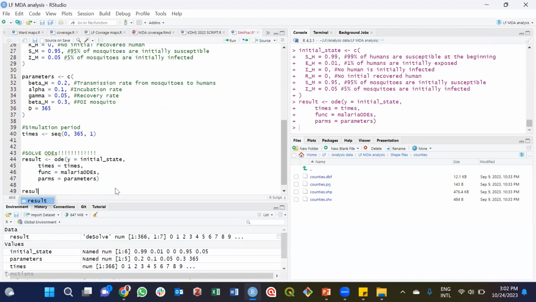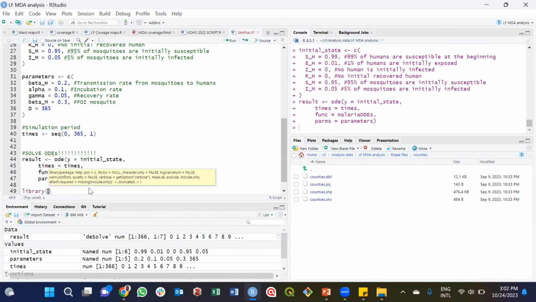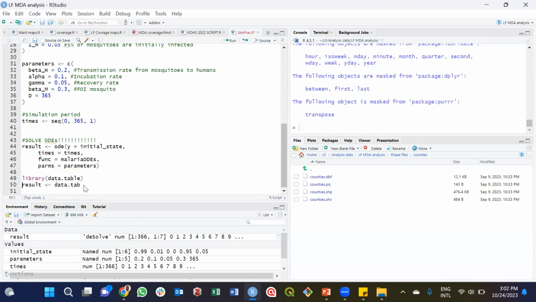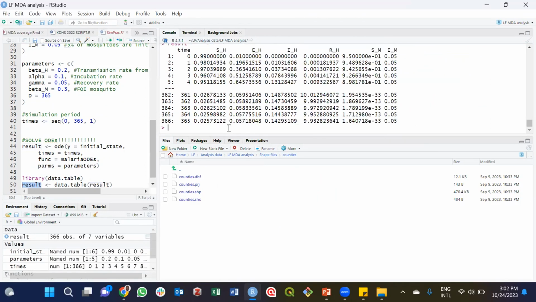So result, converting it to a data table. I need to load the data table package so that I can access this function. And let's see what we're having. We are seeing that from time 0 to 365 days, this is how the numbers are changing over time. We assumed the proportion of susceptible goes from 99% to, at the end of the time, only 2.3%.